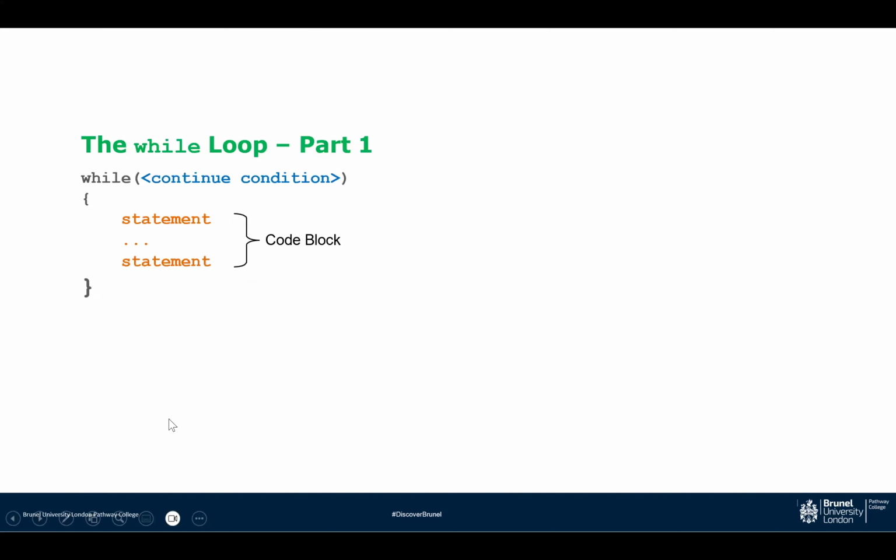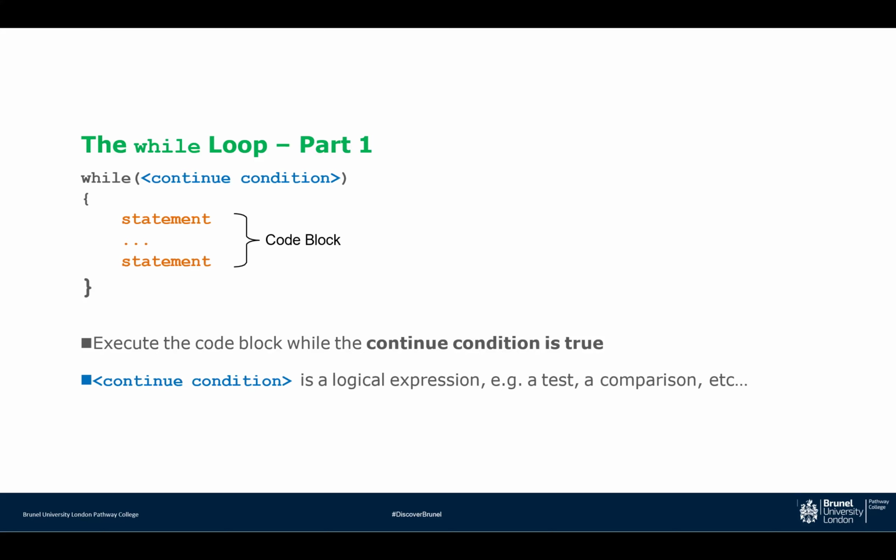Okay, and that's why we use the while loop. This is how we write it: while, and we have a continuing condition. If the condition is true, we run the code inside. When the condition becomes false, we exit. We don't run the code anymore. Clear? So execute the code as long as the continuing condition is true. It is a logical expression, any comparison that will give us true or false.